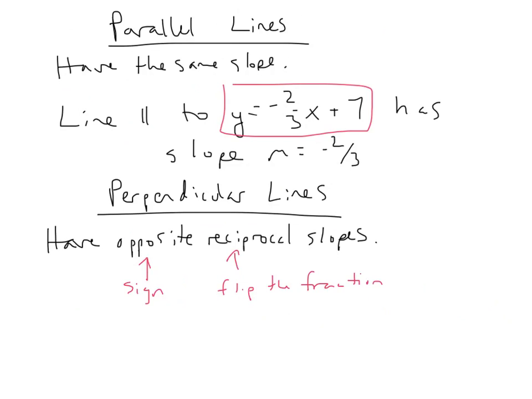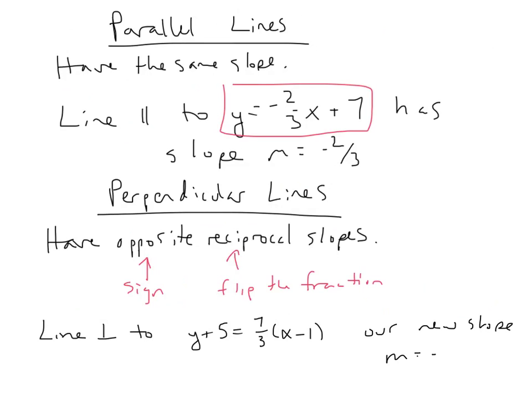So for example, if I want a line that's perpendicular, that symbol means perpendicular, to y plus 5 equals 7/3 times x minus 1, we will have our new slope. m is going to be negative 3/7. So I changed the sign here, that's the opposite part, and I flipped the fraction. 7/3 became 3/7, that's the reciprocal part.